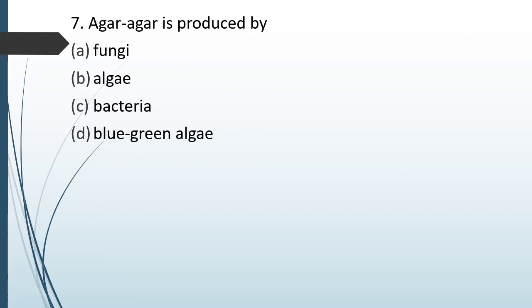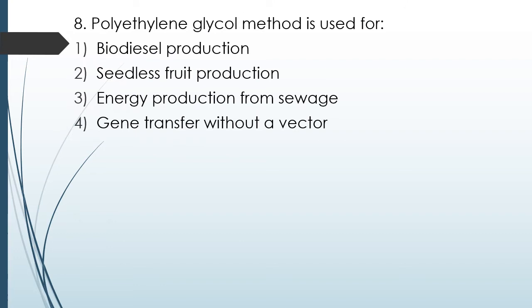Question number 56. Agar agar is produced by option A, fungus, option B, algae, option C, bacteria, option D, blue-green algae. Agar agar is produced by. Correct answer is option B, algae. Question number 65. Polyethylene glycol method is used for biodiesel production, seedless fruit production, energy production from sewage, gene transfer without a vector. The correct answer is option 4. It is used for gene transfer without a vector. Polyethylene glycol, also known as PEG.